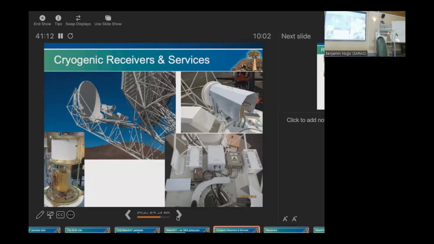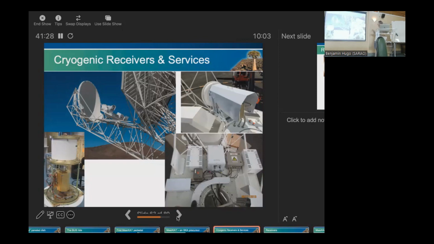Then you've got the receivers, and the receivers obviously sit in the focus of the antenna. The receivers sit on a rotating platform, so you can have four of them, and you rotate the one that you want into the focus. Here's one of the receivers over here with a sun shield on it.